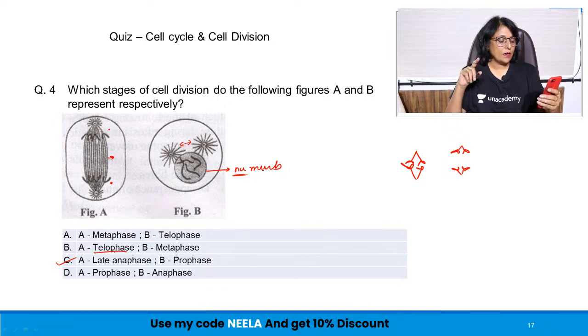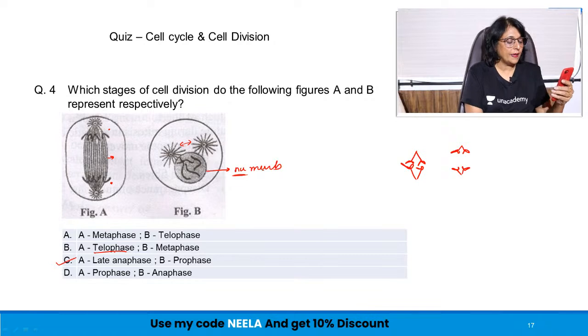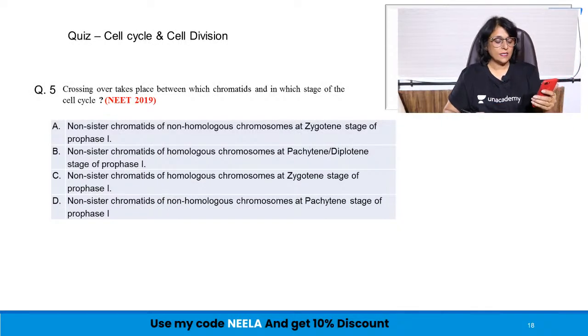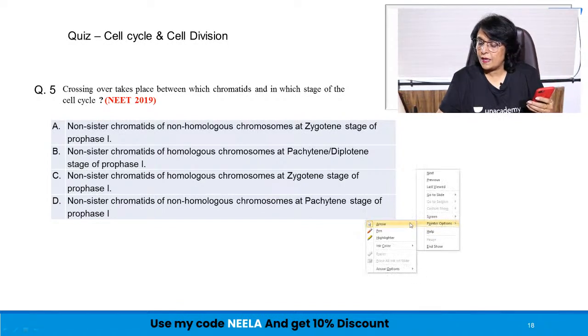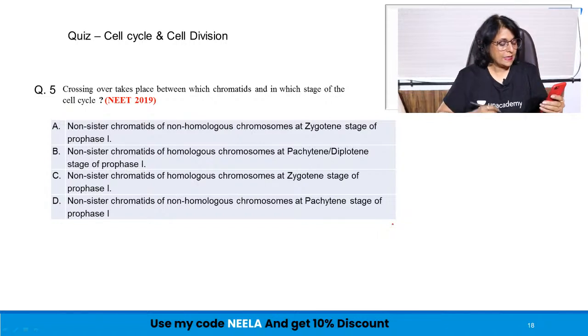Almost everyone got C except for one. Sajjan, you need to just revise everything. Okay, this is the next question, the fifth question. Read the statements and start answering.